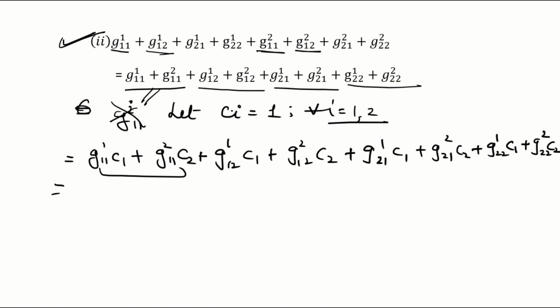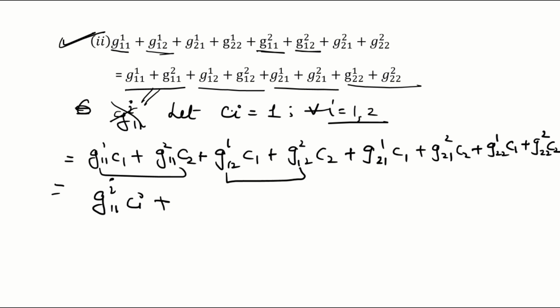Now let us combine these two. How will you combine? g11i ci, because the superscript is the same as c's subscript. Now i is a repeating index, so there will be a sum. When you take the sum over i, when you put i as 1, you will get the first term. When you put i as 2, you will get the second term. So after multiplying the constant, you are getting the correct answer.